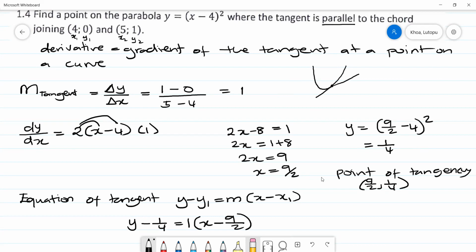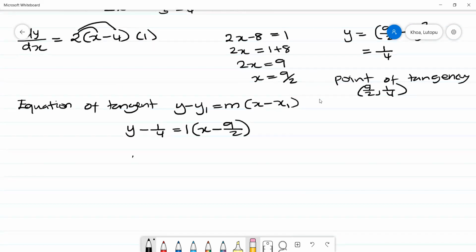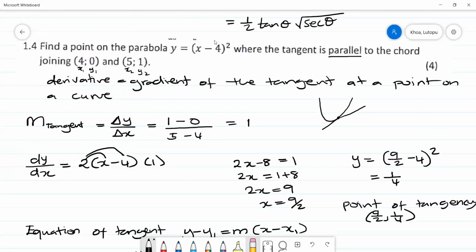Okay, then we just write this in standard form. y is equal to x minus 9 over 2 plus 1 over 4. y is equal to x. We add these two together. We get minus 17 over 4. Okay, so this is the equation of the tangent to the parabola that is parallel to the line joining these 2 points.